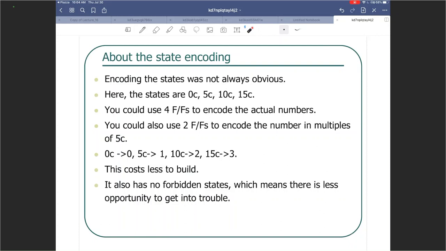All right. So that's about the state encoding. So here we use the states 0, 5, 10, 15. However, you could have used many more states to do this. All right. I think we are about out of time. So let us stop here and we will continue with this example when we come back.